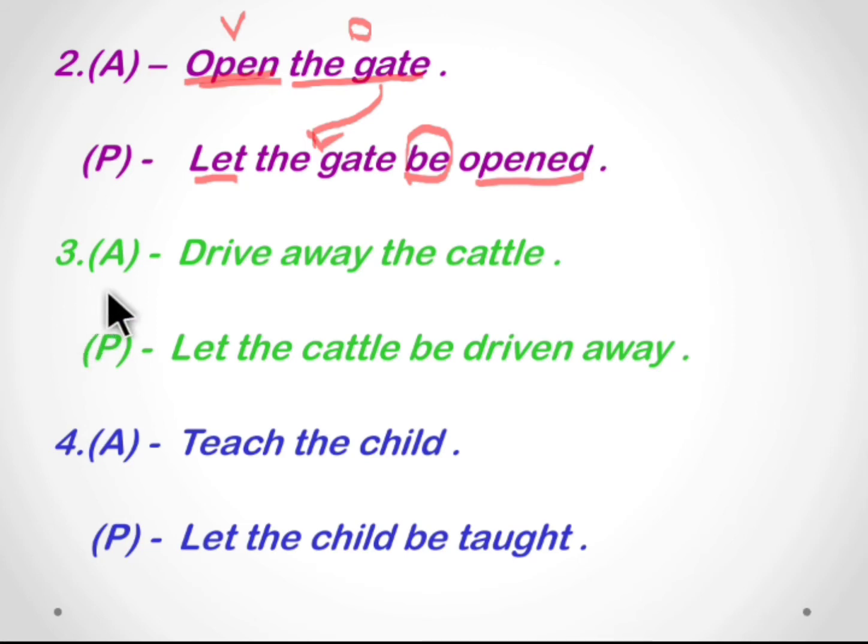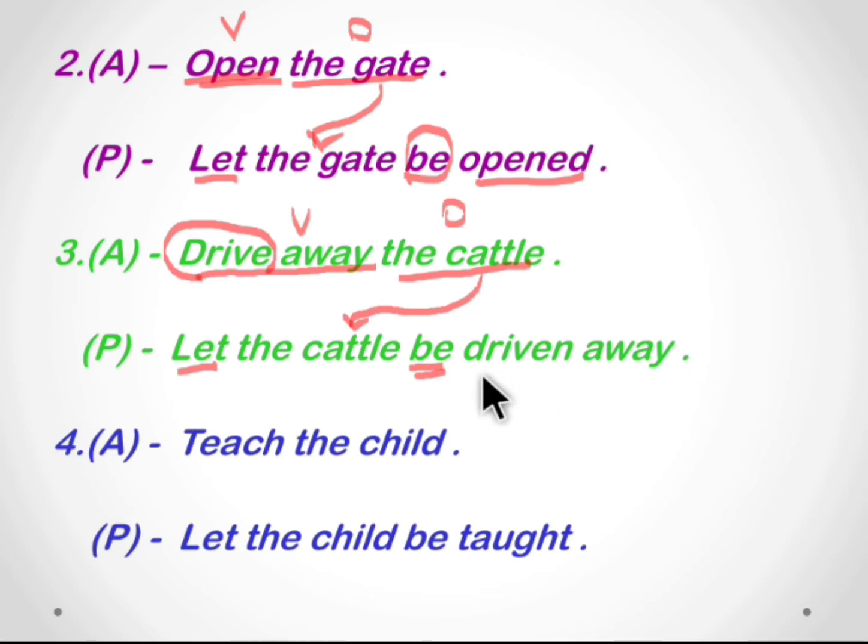Next sentence, drive away the cattle. Here, drive away is the verb. What to drive away? The cattle. So the cattle is the object. Now we begin the passive voice with let. The object becomes the subject here in the passive voice. Then we use the be form of verb be. The past participle of drive is driven. So driven away. Let the cattle be driven away. This is the passive voice.